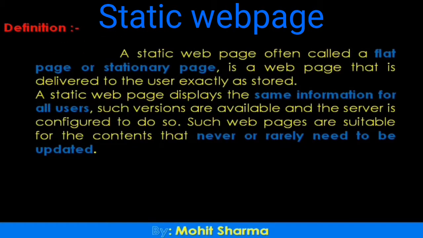A static web page, often called a flat or a stationary page, is a page that is delivered to the user exactly as stored. In simple terms, a static page is a page which is developed once and changed only after a long time, manually. If a person wants to change the contents, then the contents of the static page change, otherwise not. So a static page displays the same information for all the users. That is the important thing. Whether a single user or multiple users are using it, it is all the time showing the same information to all the users.